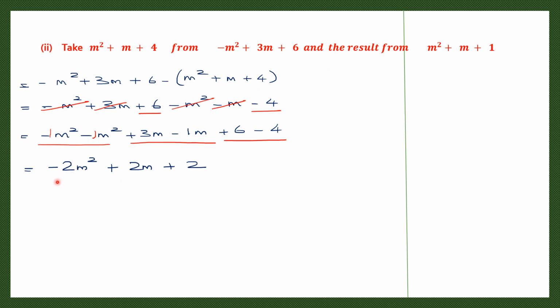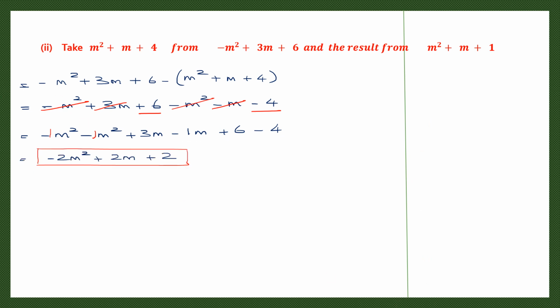Now we have to take away this result from this. That means this has to be written first. So let's do that now. So now we're going to write this first, m square plus m plus 1. So that's the second part of the question. So m square plus m plus 1, and we're going to subtract this result. We're going to subtract this result from this. So put minus and put this within brackets. So it becomes minus 2m square plus 2m plus 2.